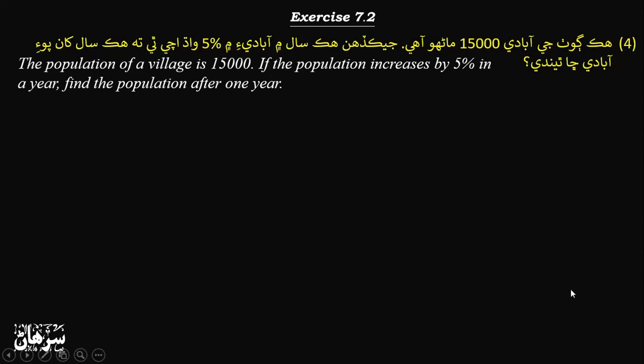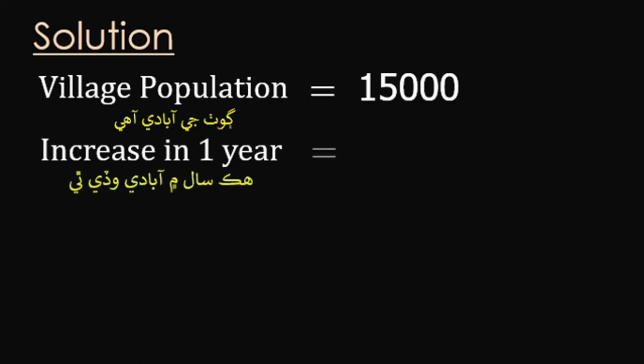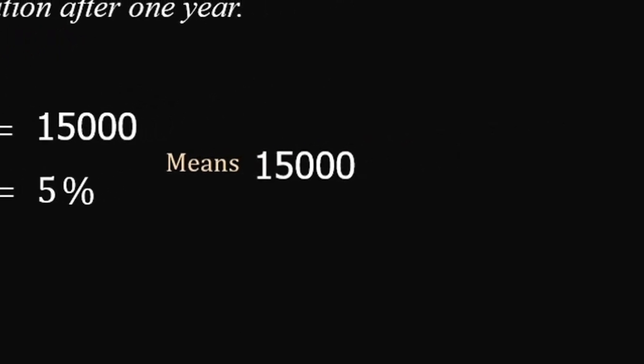Exercise 7.2, fourth question. The population of a village is 15,000. If the population increased by 5% in a year, find the population after 1 year. Solution. Village population 15,000. Increase in a year 5%. 5% increase in a year means 15,000 into 5% divided by 100.